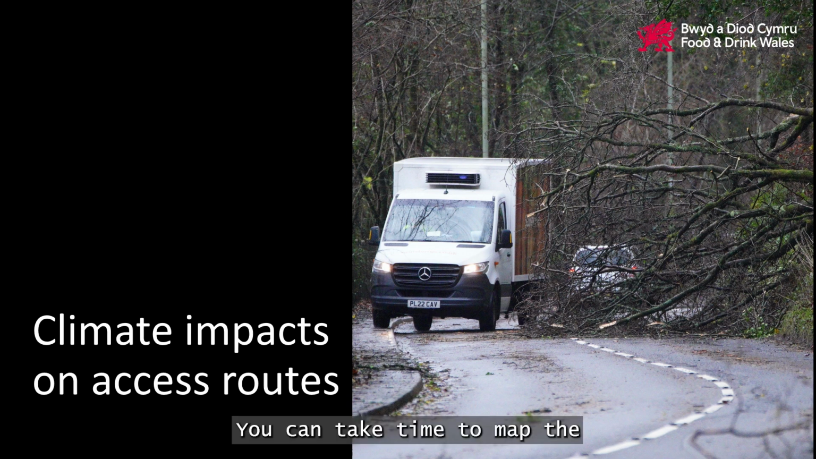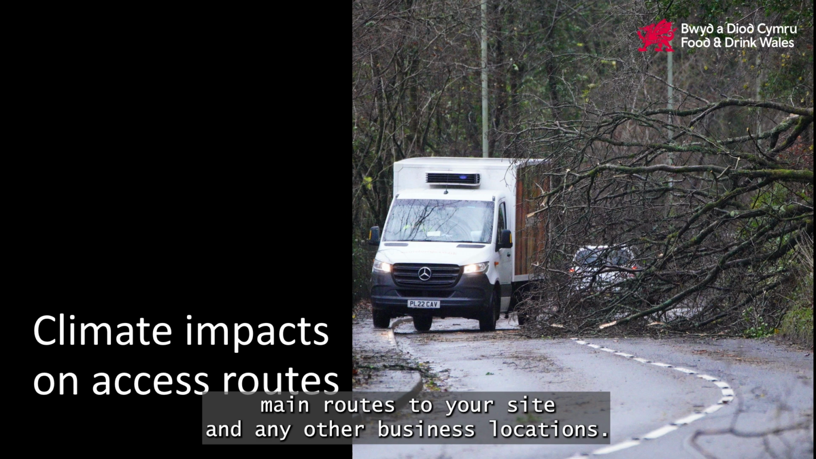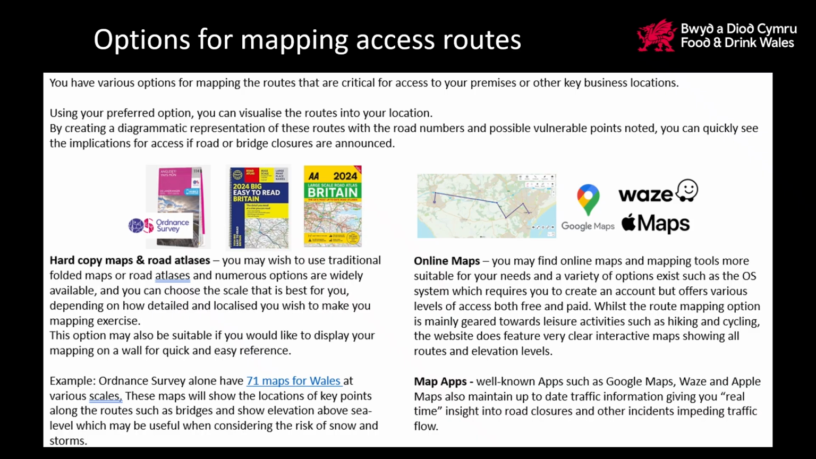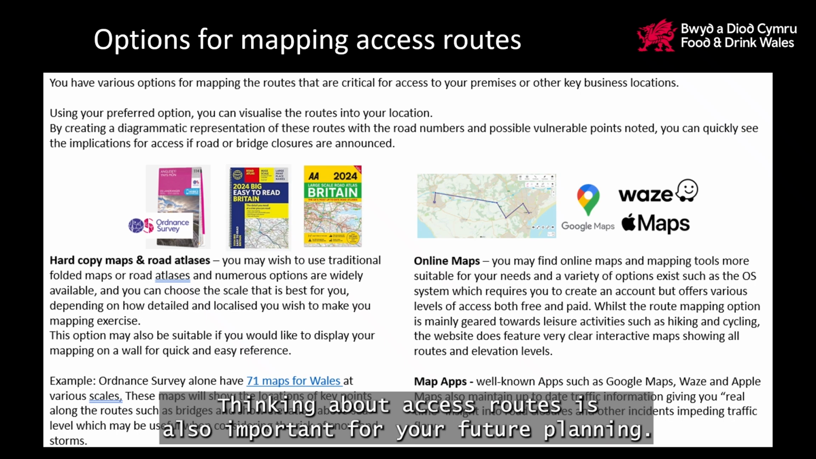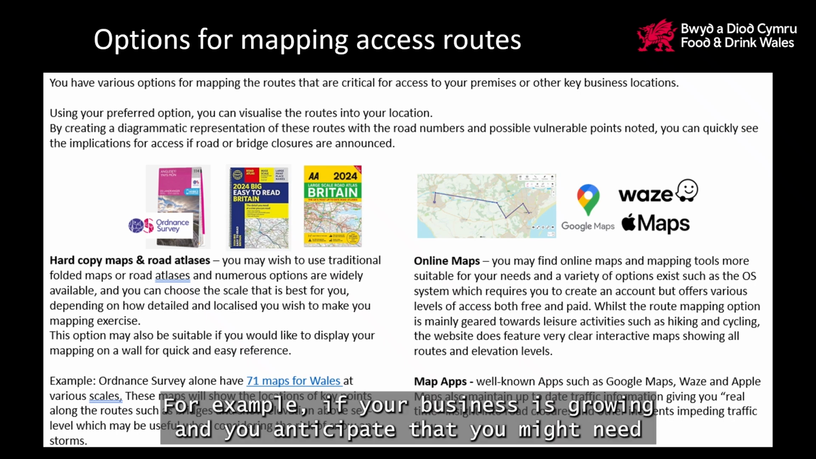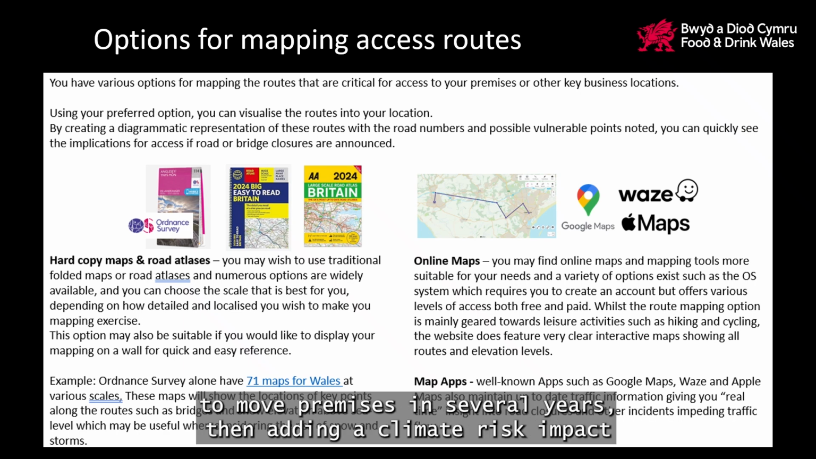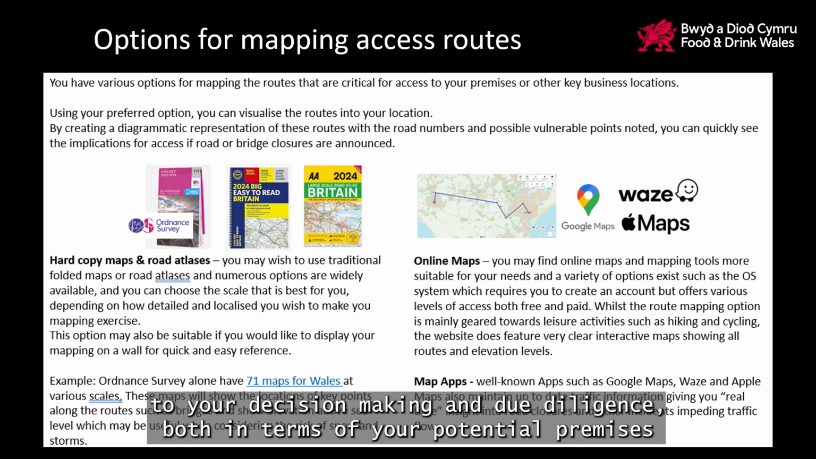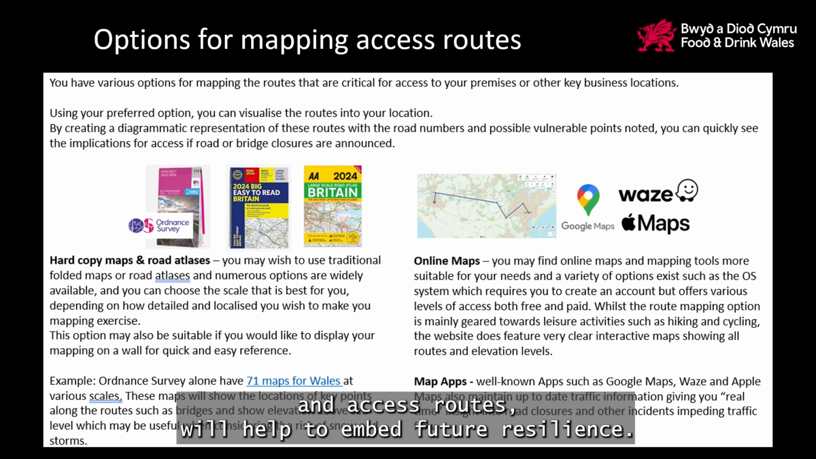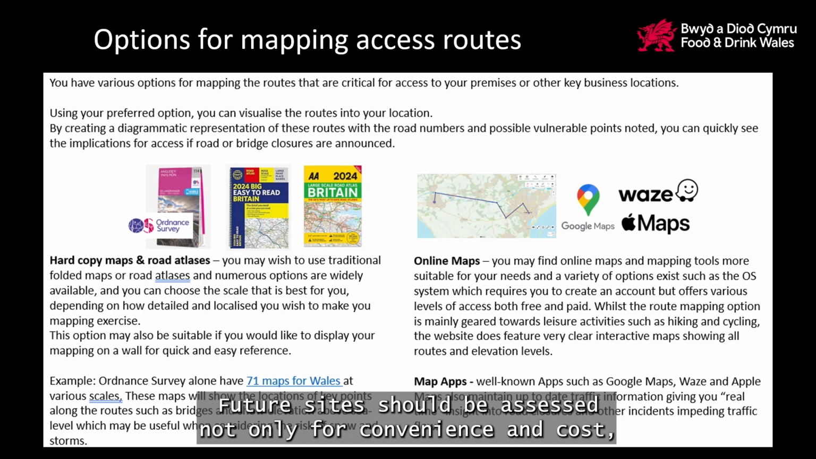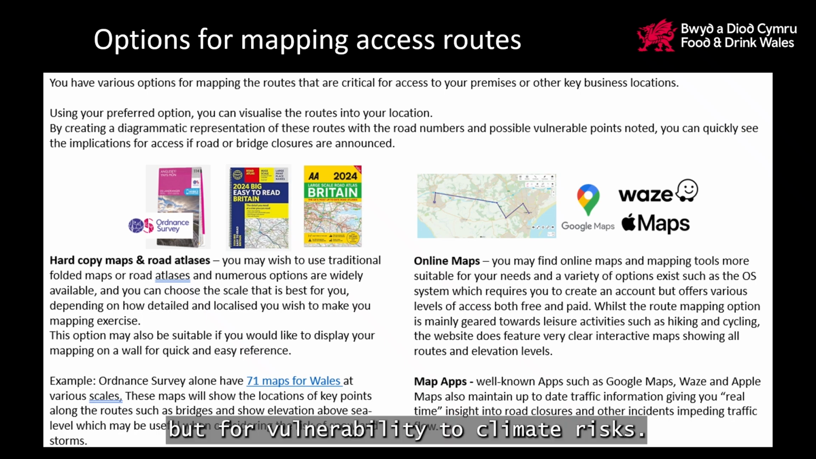You can take time to map the main routes to your site and any other business locations. Thinking about access routes is also important for your future planning. For example, if your business is growing and you anticipate that you might need to move premises in several years, then adding a climate risk impact to your decision making and due diligence, both in terms of your potential premises and access routes, will help to embed future resilience. Future sites should be assessed not only for convenience and cost, but for vulnerability to climate risks.